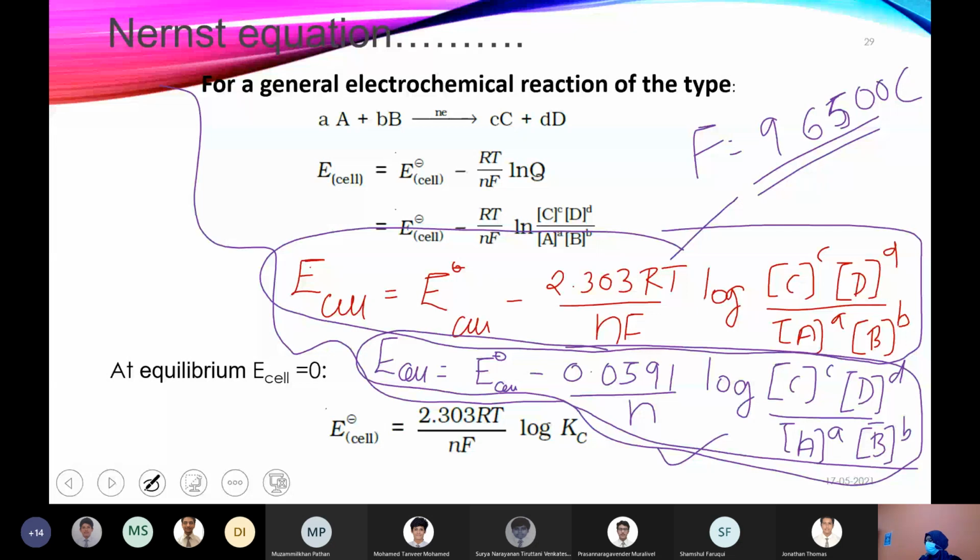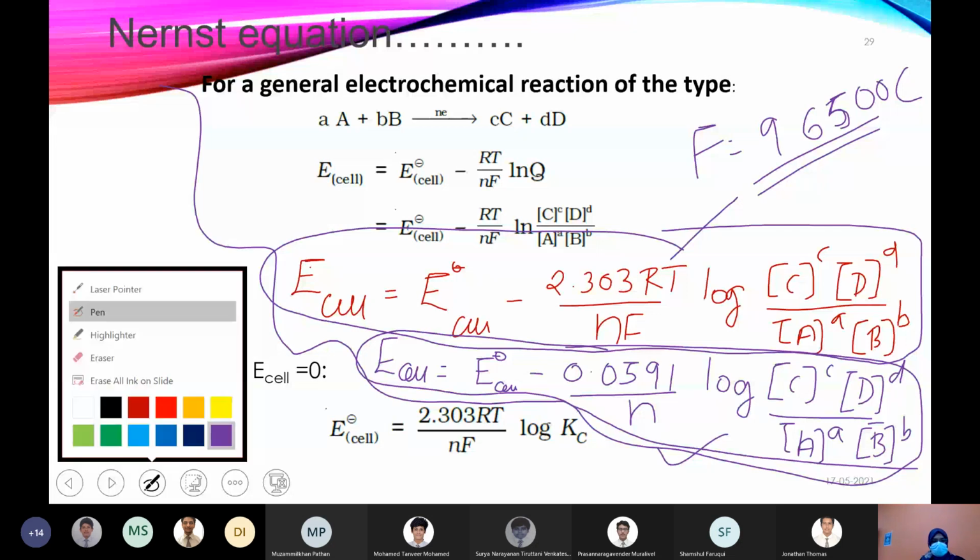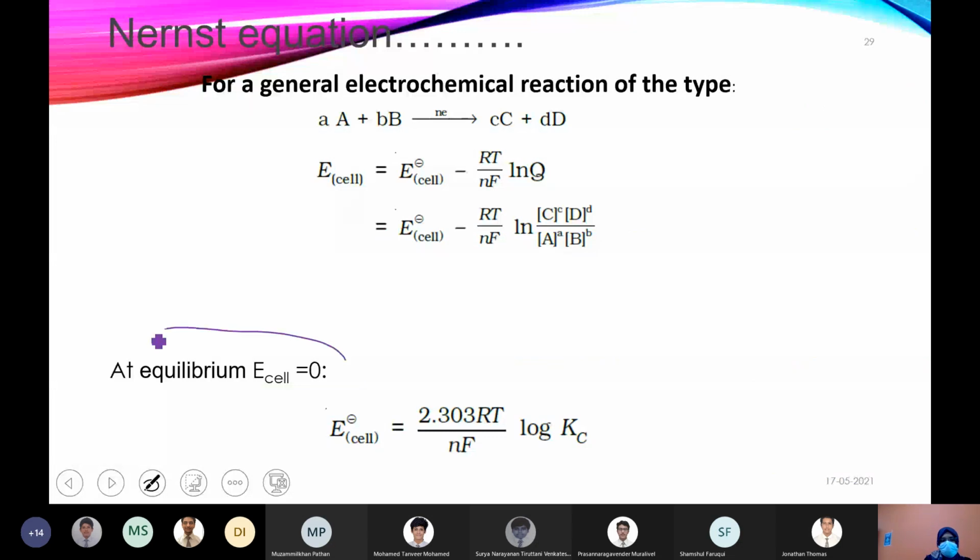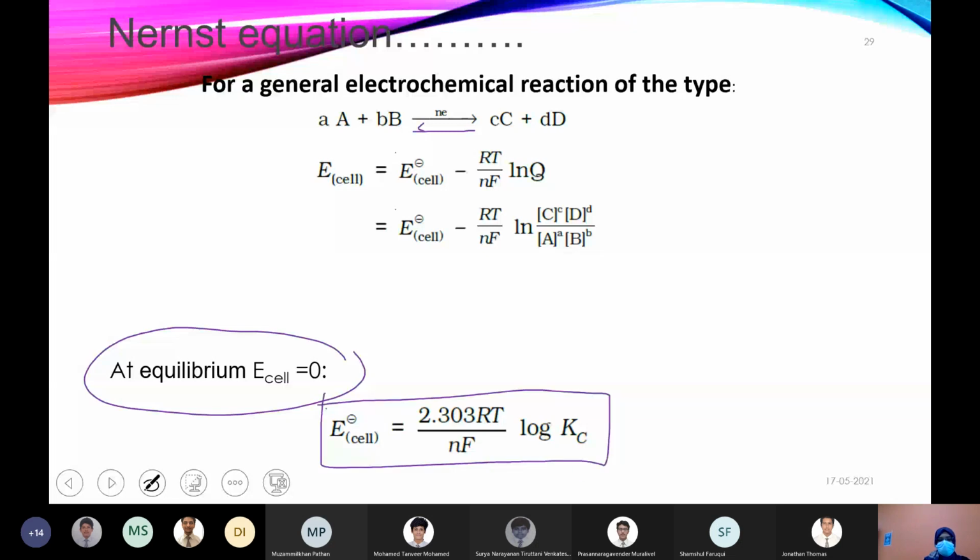Those interested to know the derivation, in the textbook some steps of the derivation are given. You can refer to it, but basically numericals are what you need to know. So look for the equation and we'll solve some numerical questions. Done? Okay. At equilibrium, if this is a backward and forward reaction, just imagine it's a reversible reaction, then E cell will be equal to 0. So you will get a new equation for E0 cell.